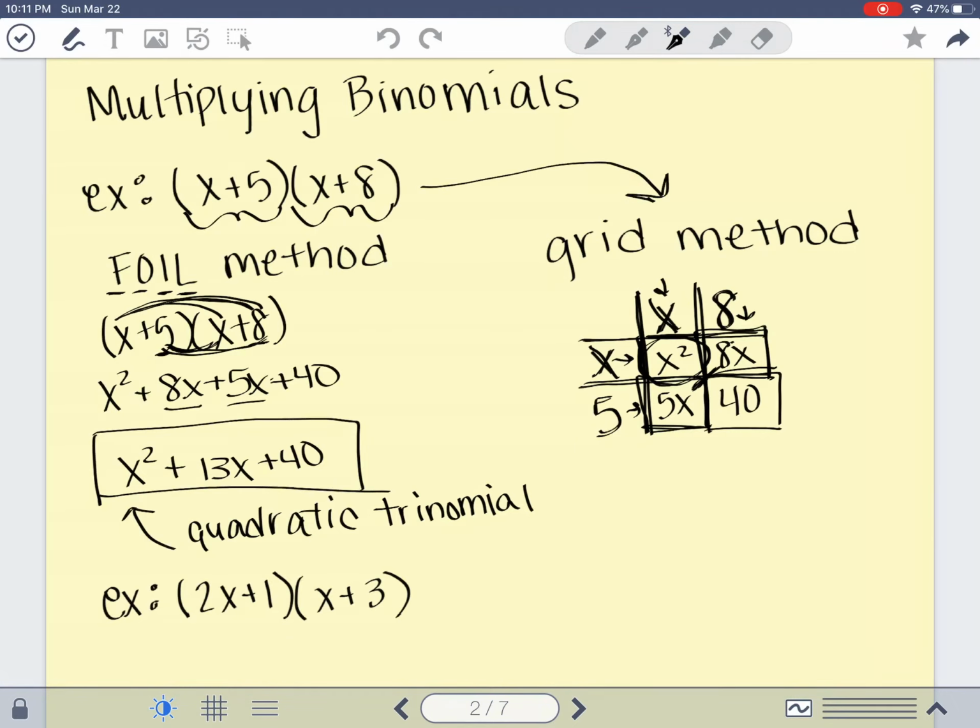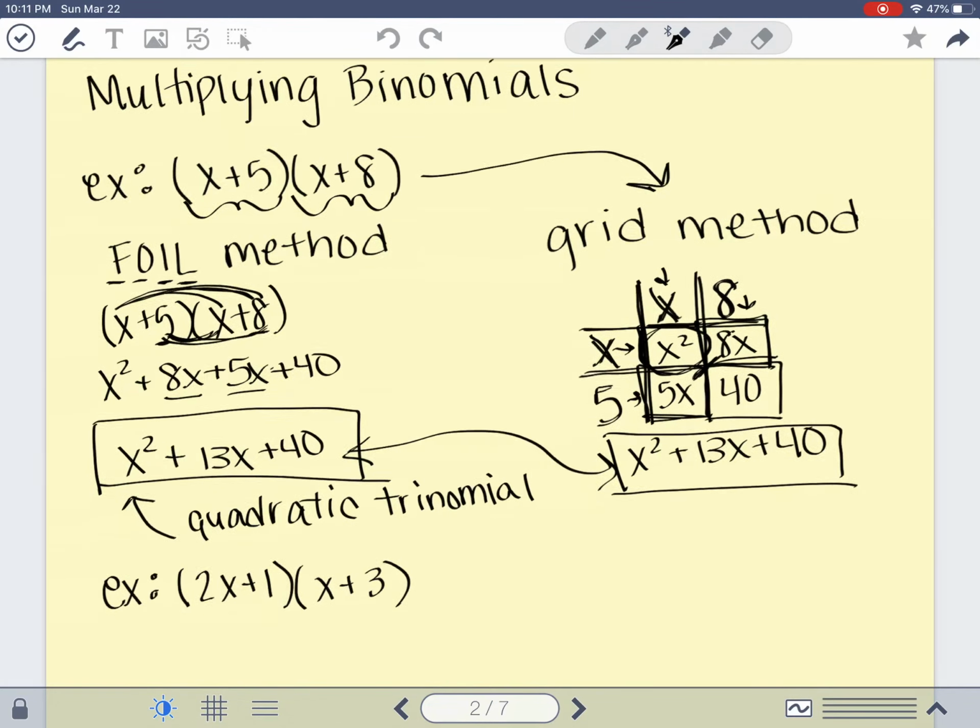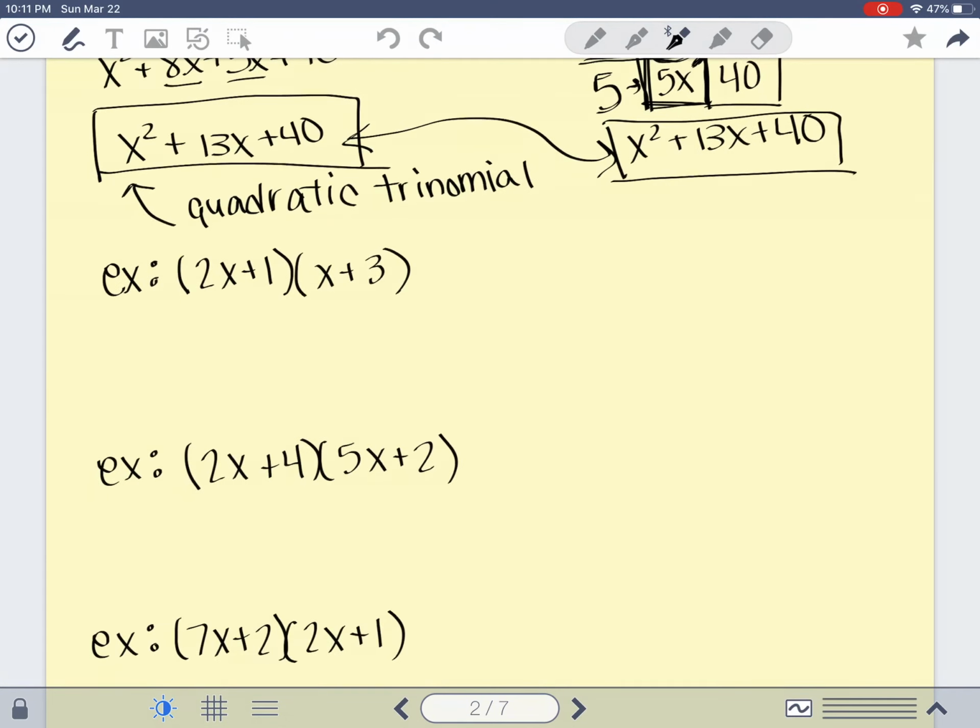And then again, we can just go through. These 2 are like terms, so I'm going to combine like terms: x squared plus 13x plus 40. Notice how they are the same answers. It does not matter which way you do it, whichever works best for you. All right, so for this next one, we're going to do both methods again.